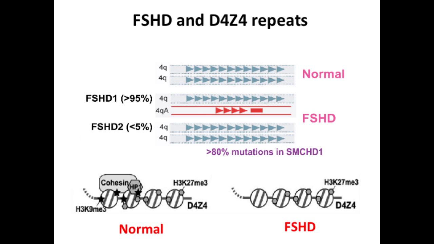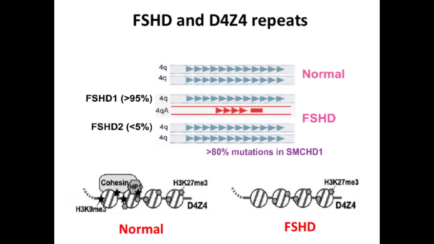Previously, our lab showed that D4Z4 contains trimethylation of lysine 9 residue of histone H3, a marker for repressive heterochromatin. While in both FSHD1 and FSHD2, at D4Z4 this modification is significantly decreased, indicating the disruption of D4Z4 heterochromatin in FSHD. With the abolishment of histone H3 lysine 9 trimethylation, the binding of two protein factors, HP1 gamma and cohesin, on D4Z4 is also impaired in FSHD.